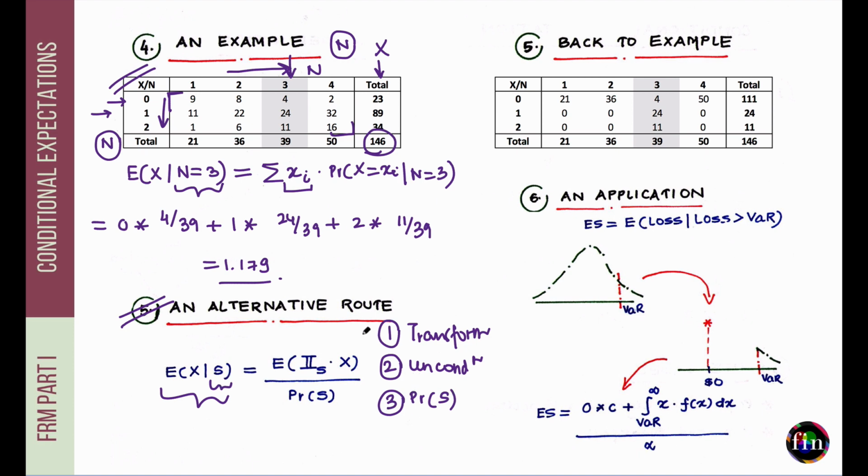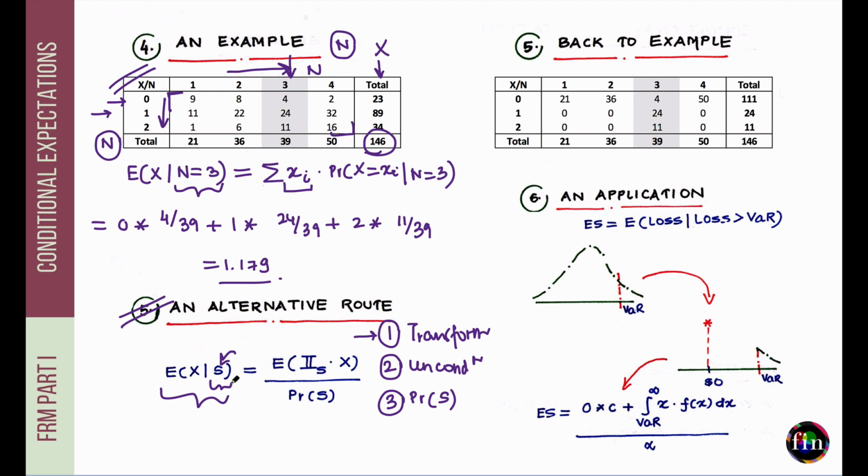Let me first tell you what this transformation is all about, and then we will apply this procedure back to our family members and car number example. So what is this transformation? Let's assume that it's X whose expectation I desire, and this expectation is conditional on some event around this random variable S. I have not specified the event here. It can be anything: S equal to s, greater than s, less than s, whatever.